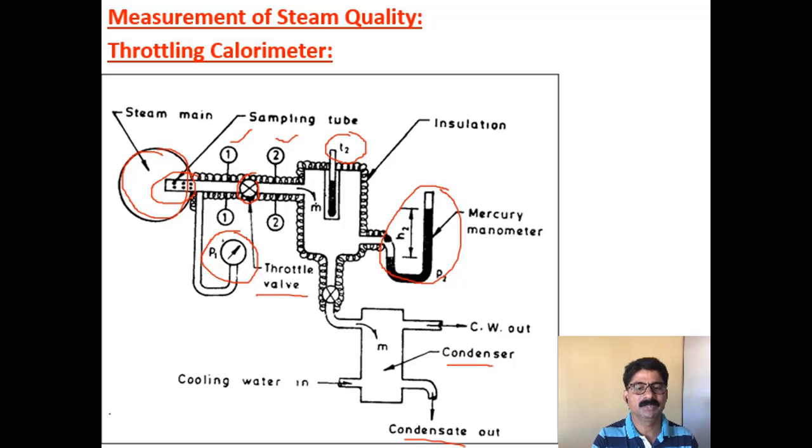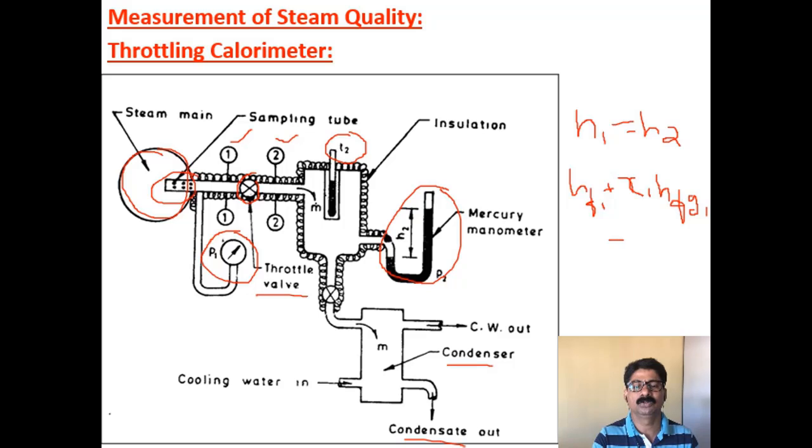Now what happens here is, you know that the enthalpy before throttling, H1, is equal to the enthalpy after throttling, H2. Since H1 is wet steam, as all of you know, H1 is Hf1 plus x1 Hfg1, because it is wet steam with quality x1. The Hf1 and Hfg1 values you can get from the steam tables at pressure P1.